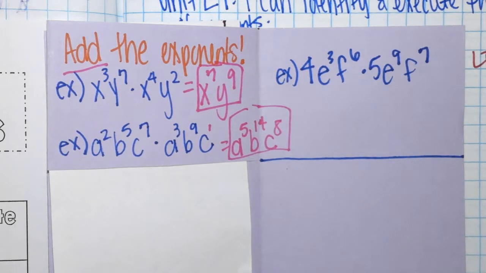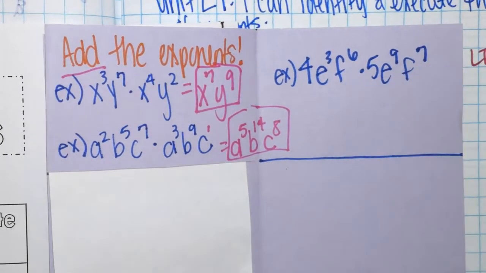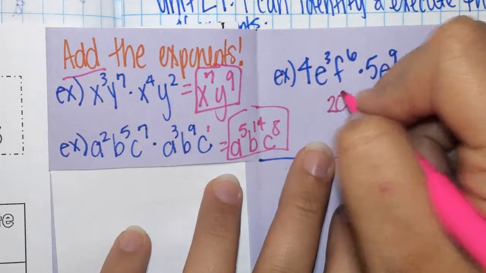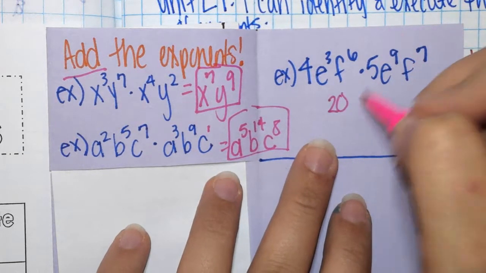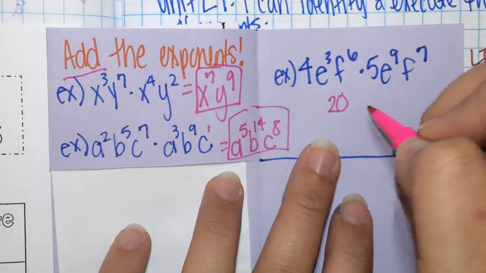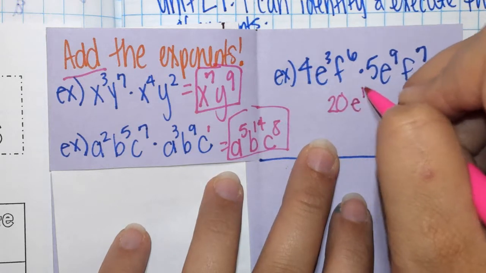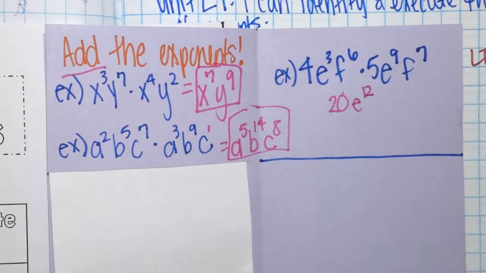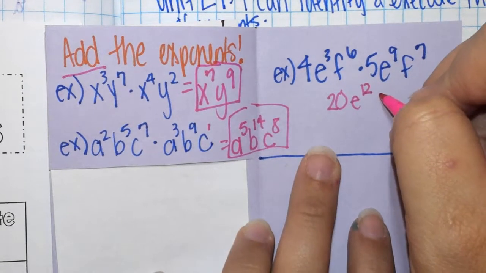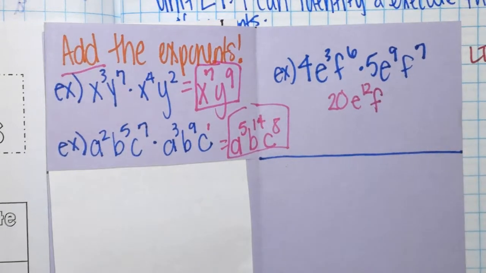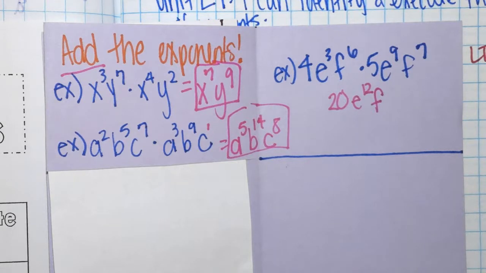So what's 4 times 5? 20. Look at us go. And e cubed times e to the 9th would be 12. e to the 12th. Okay, say it right, e to the 12th. And f to the 6th times f to the 7th would be? 13. Say it correctly. f to the 13th power.